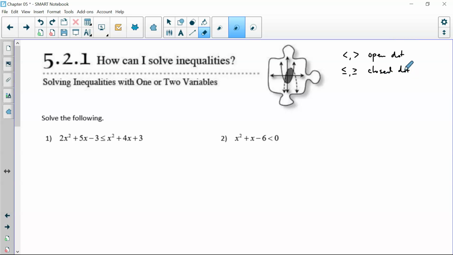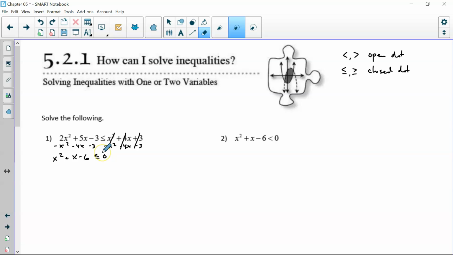Now, we're going to treat this and get everything equal to 0. So the first thing we're going to do is subtract x squared from both sides. We're going to subtract the 4x from both sides. We're going to subtract the 3 from both sides. So that gives us the inequality x squared plus x minus 6 less than or equal to 0.